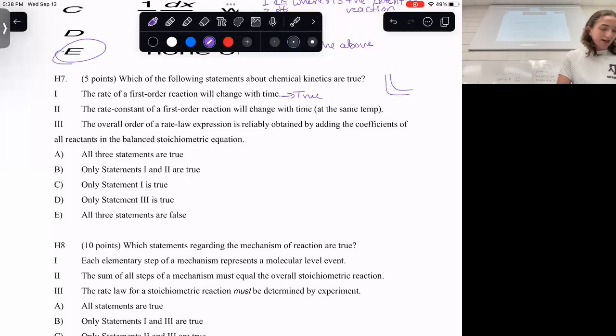Ready, question 2. The rate of a first order reaction will change with time at the same temperature. True or false? False. Why is it false? Yep, at the same time point, your reaction rate will stay the same.